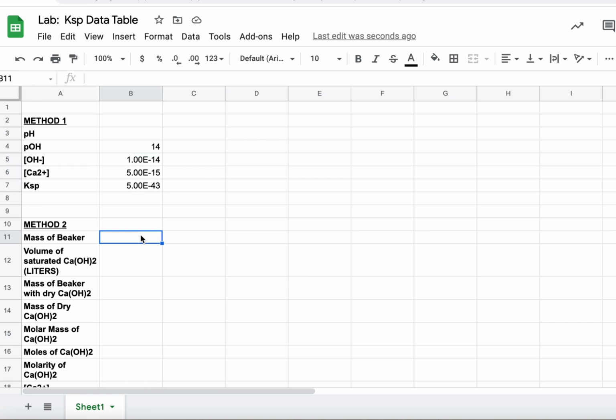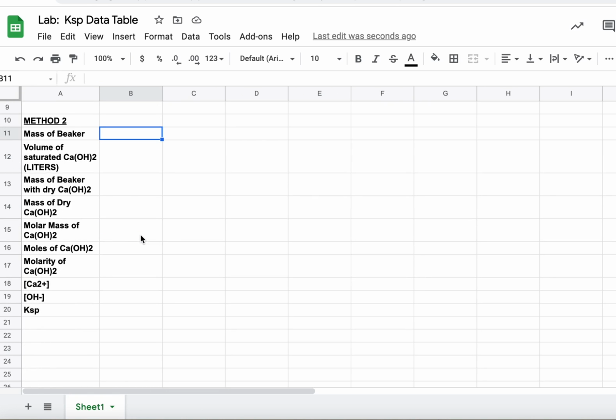So now for method 2, the mass of the beaker is going to be something you enter. You might already have that. You can go ahead and throw it in. The volume of your saturated calcium hydroxide, also you are going to add that in. So just a note, it needs to be in liters for the rest of our formulas to work because we're going to be finding molarity. Mass of the beaker, you'll get at class.